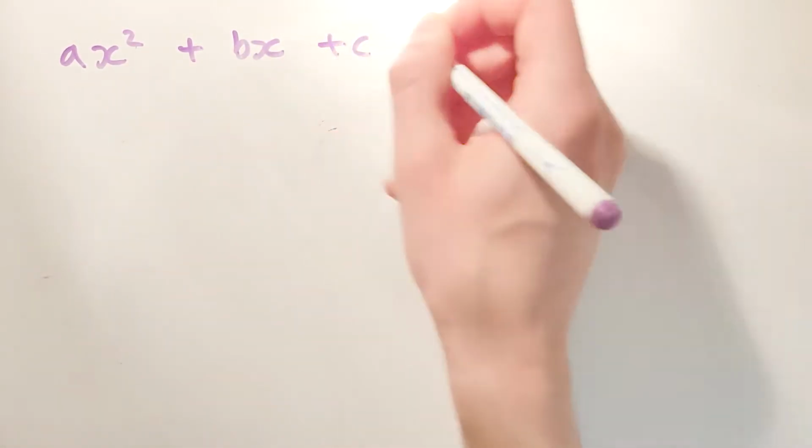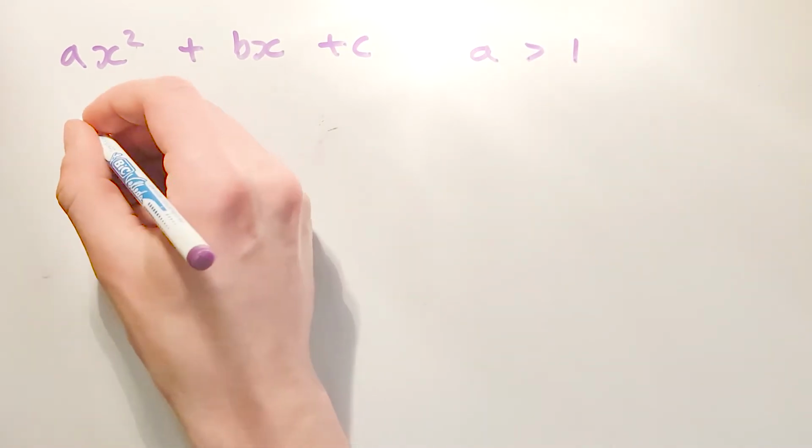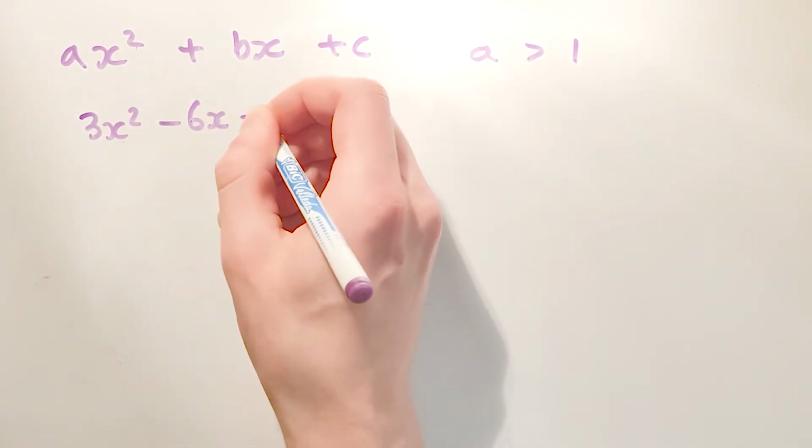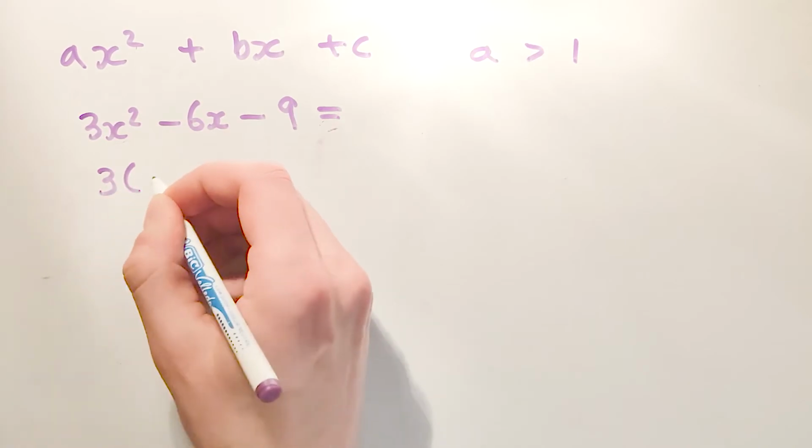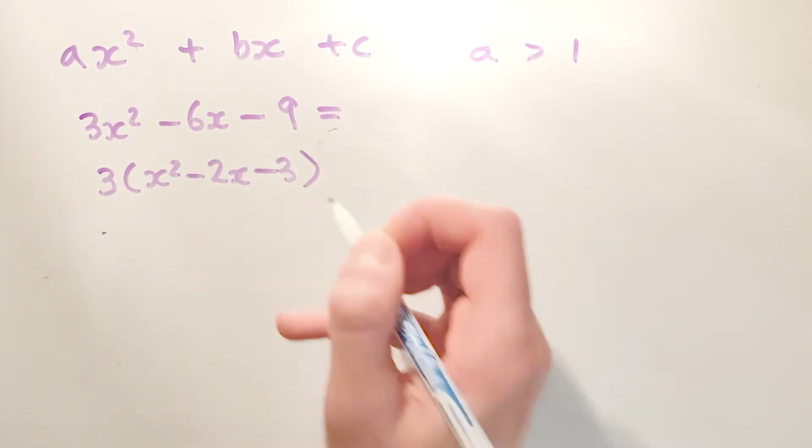Now onto a higher level topic. Sometimes when you're factorising, the coefficient of x squared is not going to be equal to 1. Sometimes there will be a common factor which you can take out and then proceed normally with the factorisation, but other times you can't, so we have to use a different method.